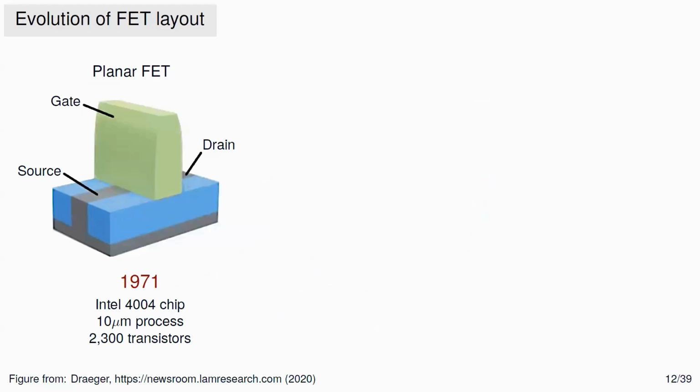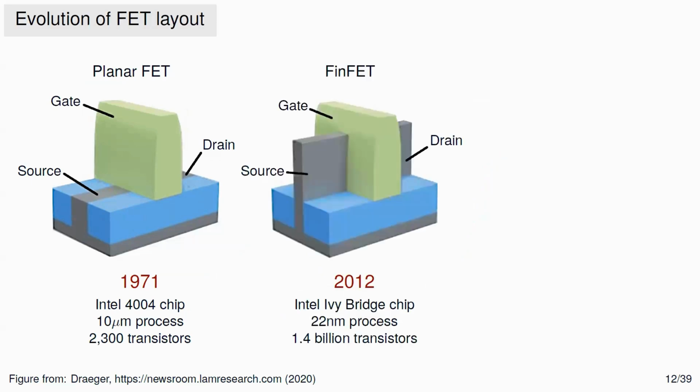So this is the kind of layout that you would have found in 1971. That was a time where there were only 2,000 transistors on a chip, and the distance between this side and this side would be something on the order of 10 microns, okay? So things have evolved since then, and people have tried to pack more transistors, meaning more capabilities on the same chip.